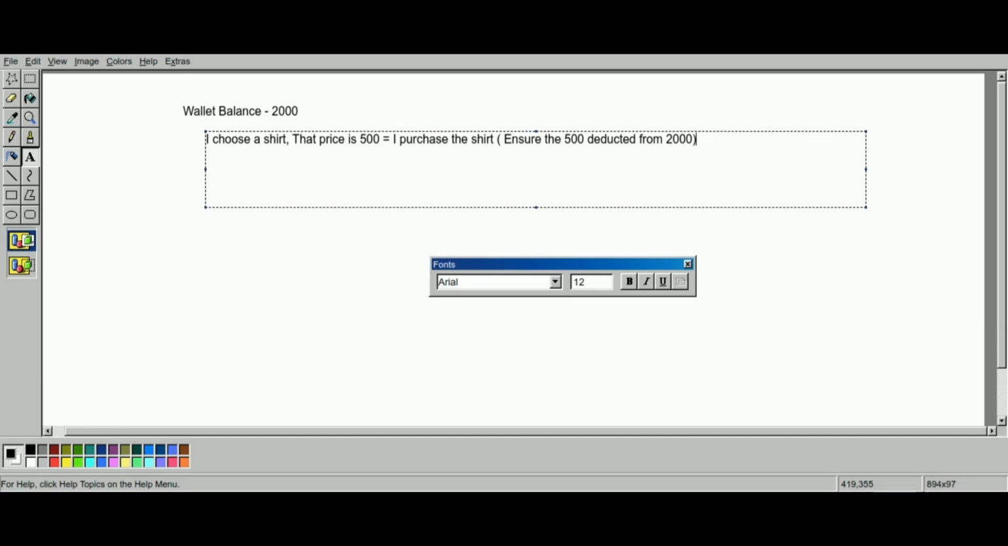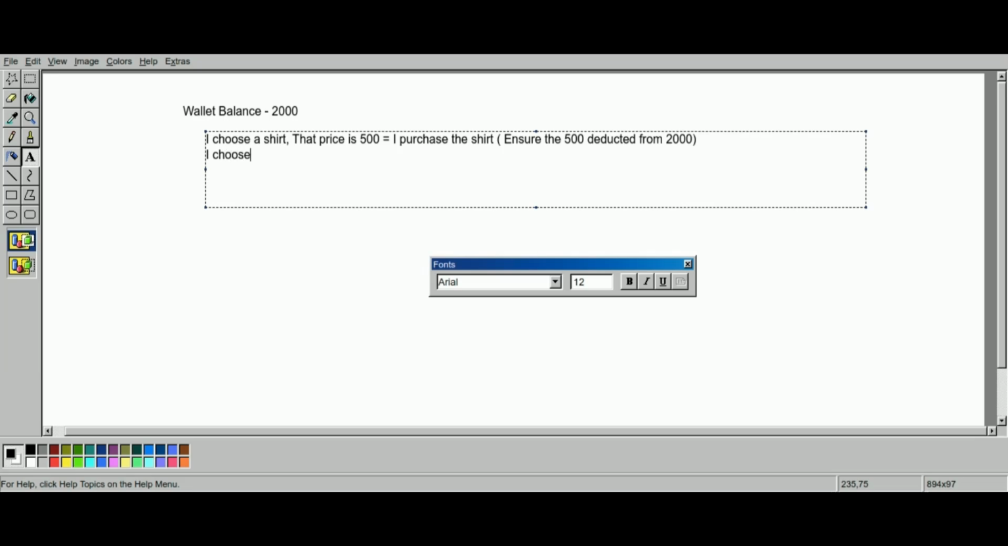I have a wallet balance of 2000. I will choose the shirt from Flipkart or Amazon. The price is 500 and I purchase the shirt. Then I will ensure the 500 is deducted from 2000 if I use payment wallet balance. I purchase the shirt, ensure the 500 is deducted from 2000.